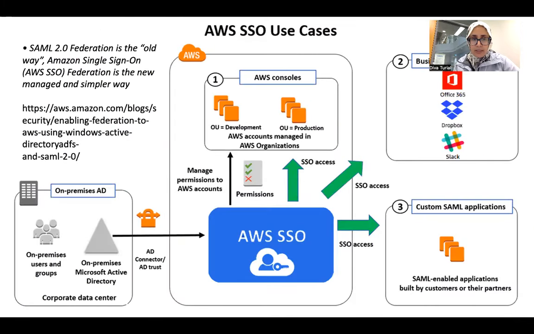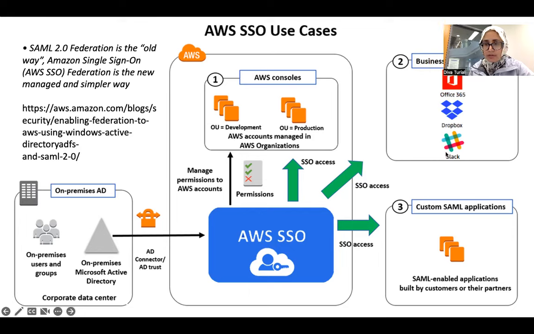Awesome. So now coming to AWS SSO, which is single sign-on. If you read this one sentence here, it says SAML 2.0 federation is the old way. Amazon single sign-on, or SSO federation, is the new managed and simpler way. So it's basically putting that SAML federation in a much easier, more convenient and simple way. SSO also gives you access to other business applications such as Office 365, Dropbox, Slack, custom SAML applications, services on AWS, and also the on-prem directory services.